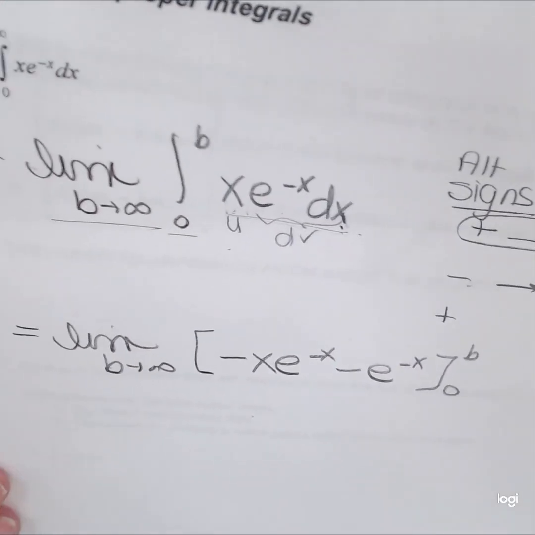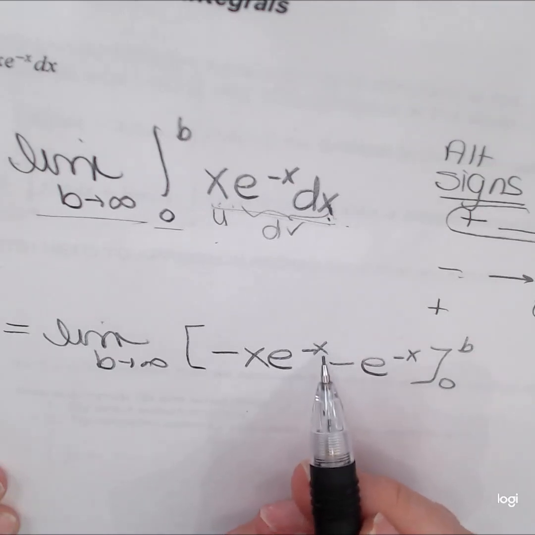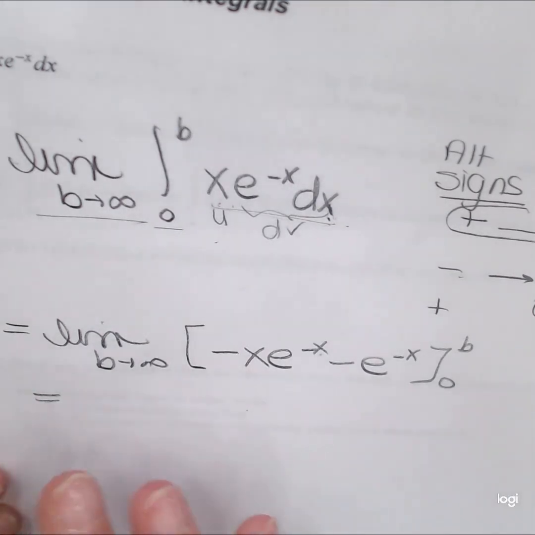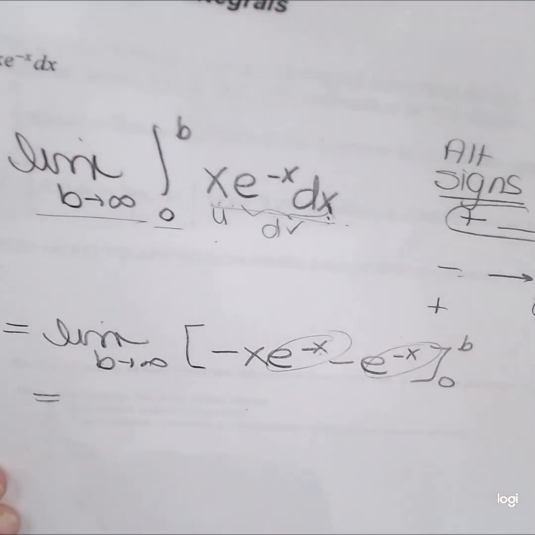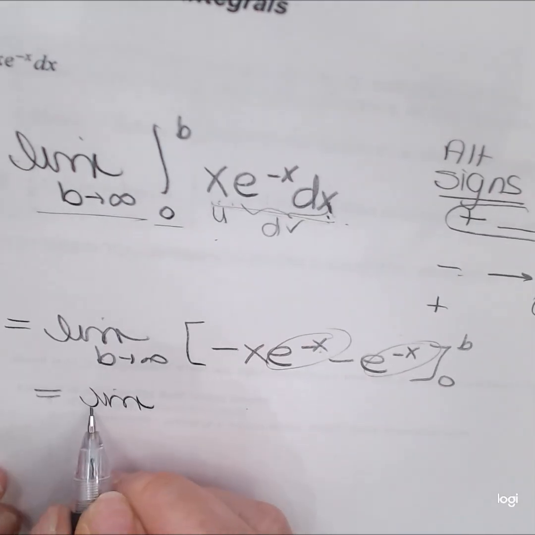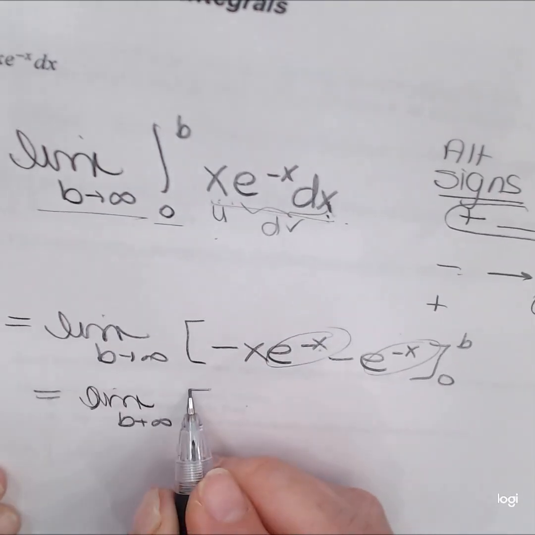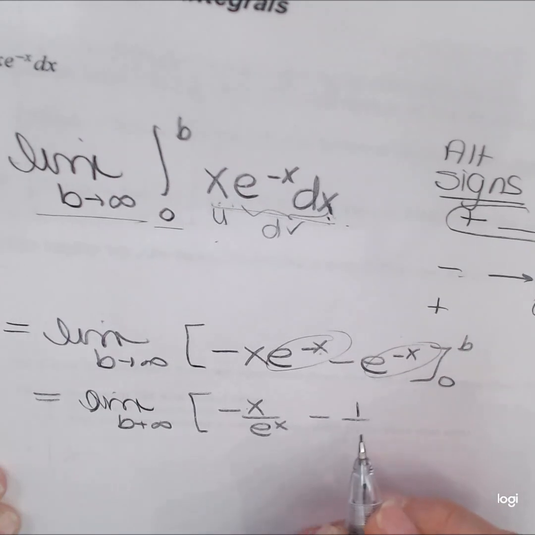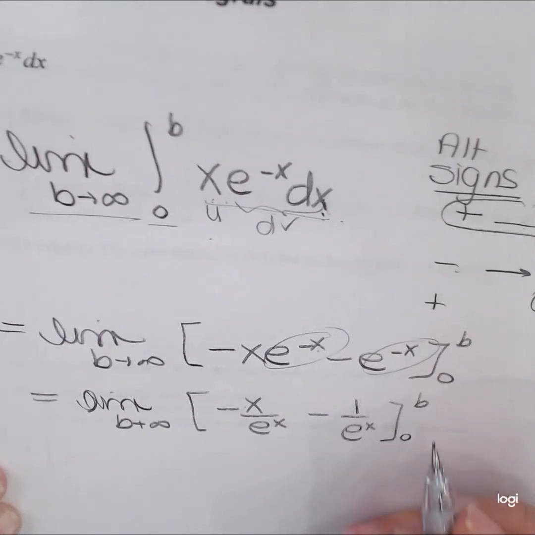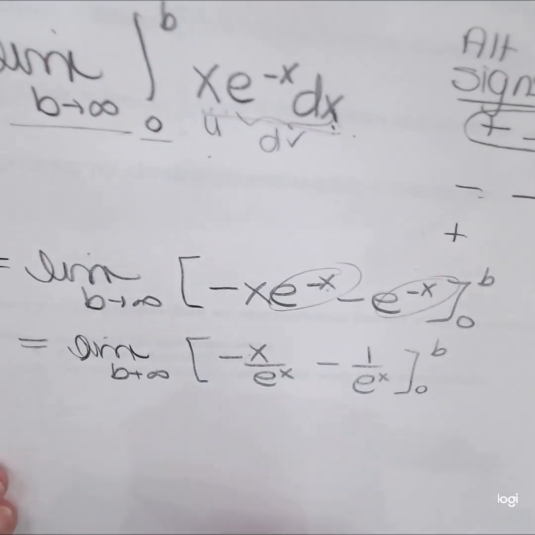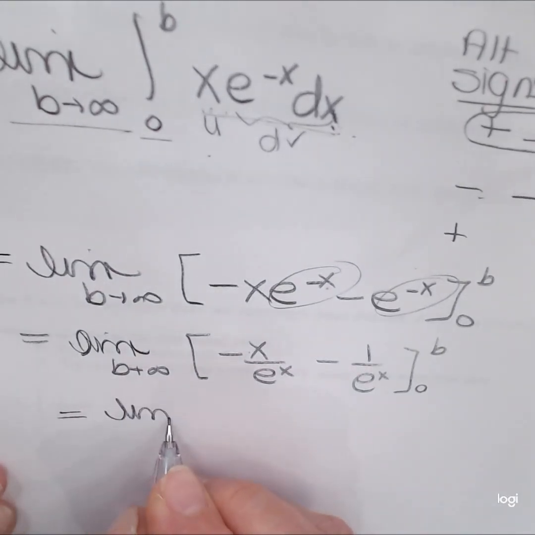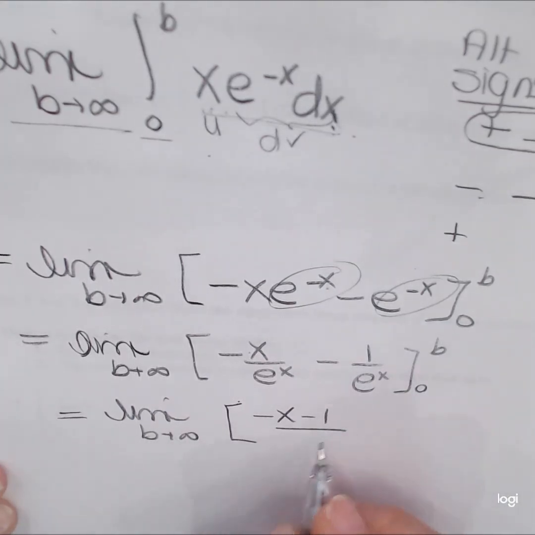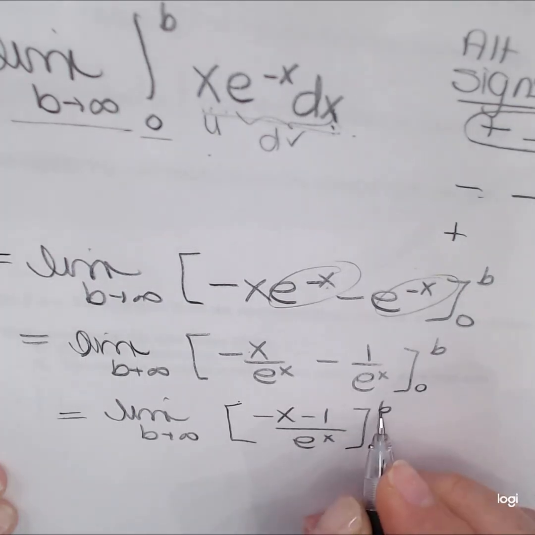Now, as you saw in one of the earlier videos, we get into a problem when we start putting in negative exponents into things. So what you might want to do before you get started is just go ahead and rewrite this and make those exponents positive. So this is going to be the limit as b approaches infinity of negative x divided by e to the x, and then minus 1 over e to the x. And since both of those have the e to the x on the bottom, I could actually combine this to give me the limit as b approaches infinity of negative x minus 1 over e to the x, which I will look at between 0 and b.